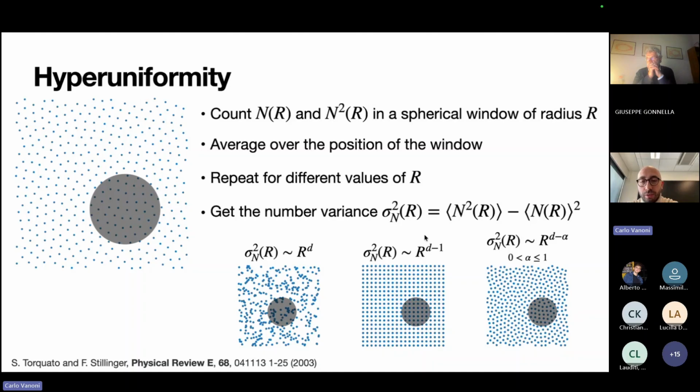And this is quite easy to understand because if you move the window around, what happens at most is that you have an effect on the edge of the window of points entering or exiting, but the bulk stays basically the same. So it's a surface effect. But then you can have also something in between. So a scaling of this number variance, which is in between the volume and the surface. And this is what we call hyperuniform.